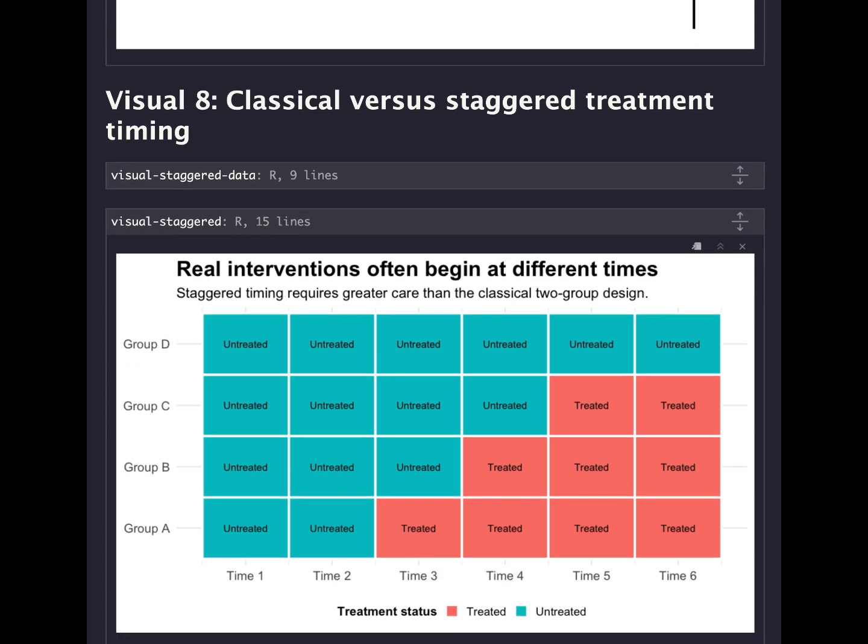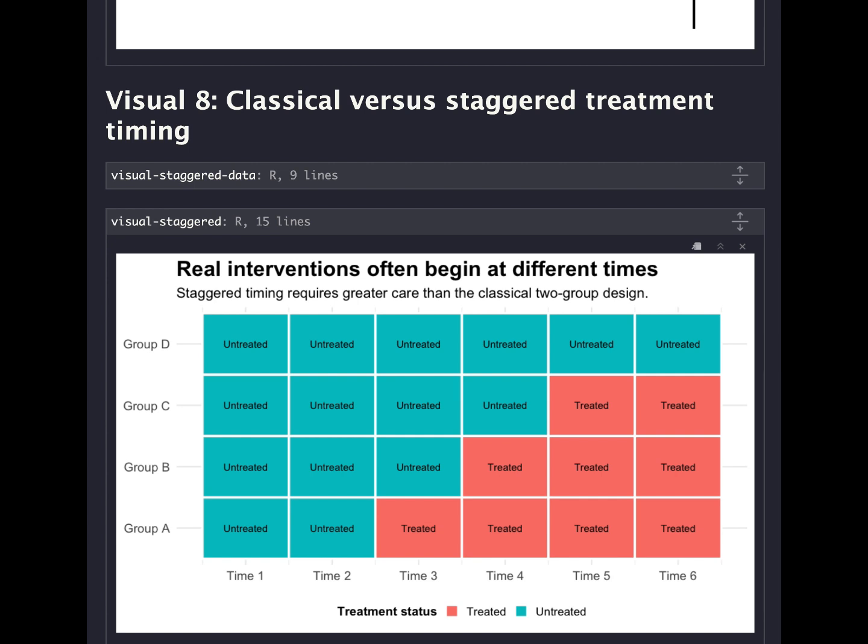The simple graduate writing example was two groups and two time periods. This is the classic two by two difference in differences design. Many real studies are more complicated. Different schools, states, hospitals, or organizations may adopt a policy at different times. The effect may also vary across groups or change with the length of the exposure.